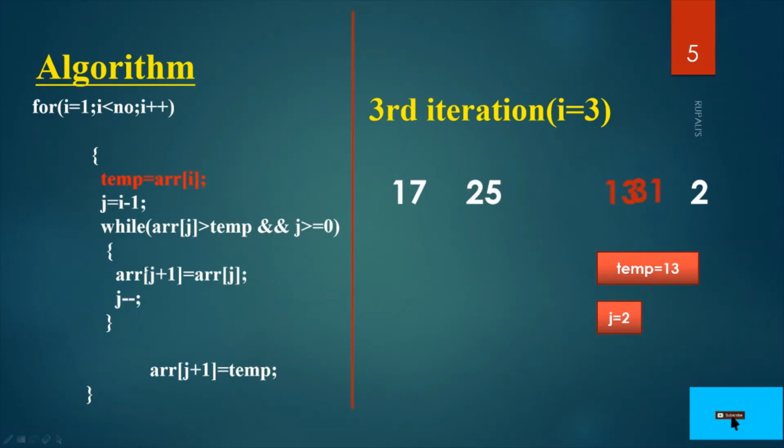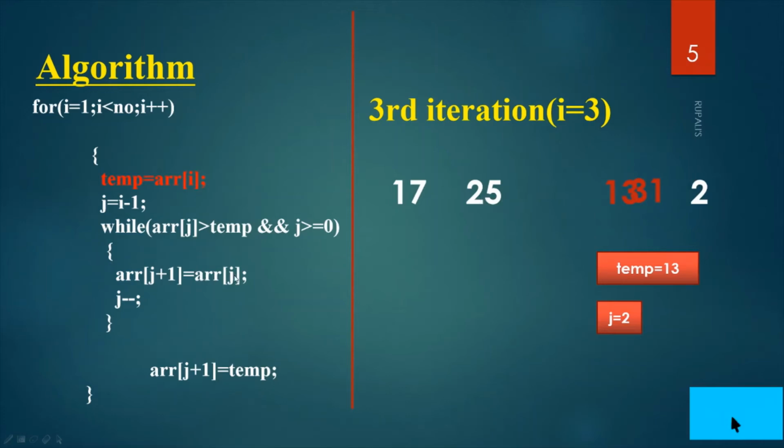Now j minus minus. What is the value of j now? j becomes 1. Now execute the loop again. Is arr[j] greater than temp? j is 1 now, so it is 25. Is 25 greater than 13? Yes. And j greater than or equal to 0? Yes, j equals 1 now. Then shift arr[j+1] equals arr[j]. Then shift 25 to location 2.